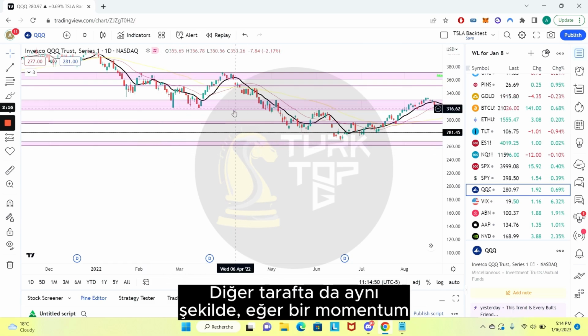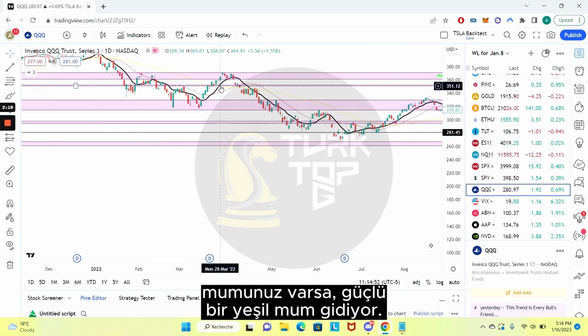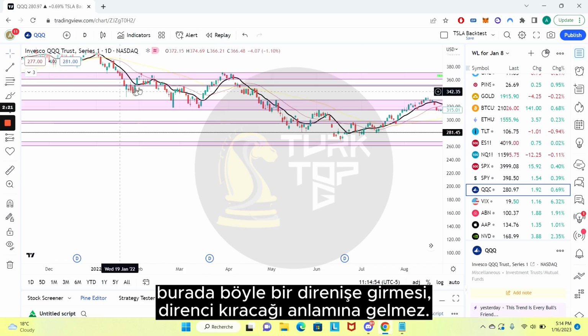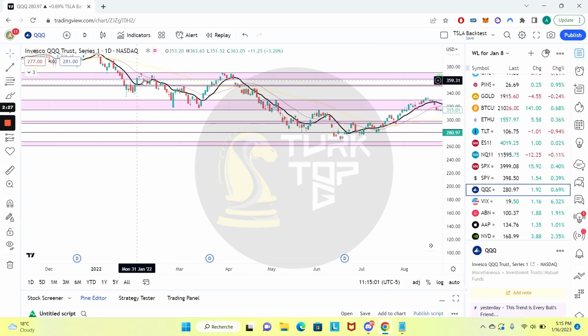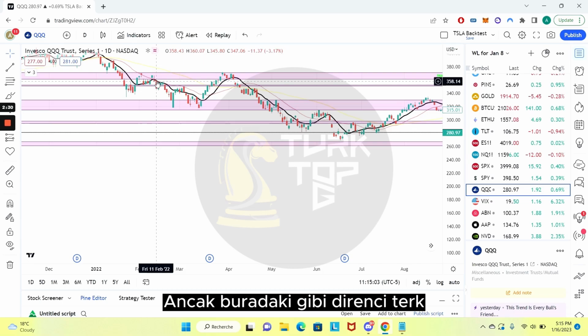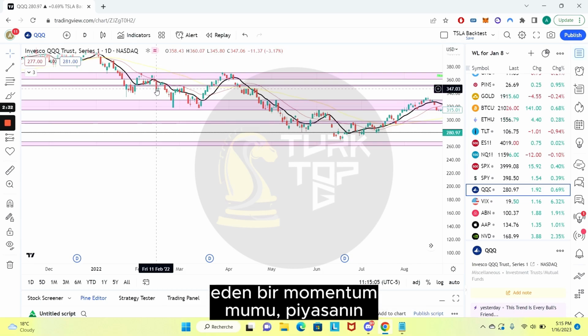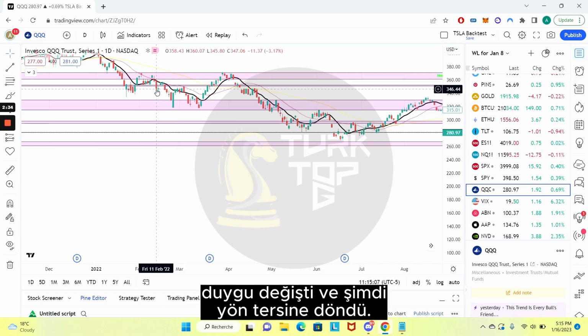Same way on the other side, if you have a momentum candle, a strong green candle going into a resistance, like this here, does not mean it will break through the resistance. But a momentum candle leaving the resistance, like this one right here, shows that the market sentiment has changed and now the direction has reversed.